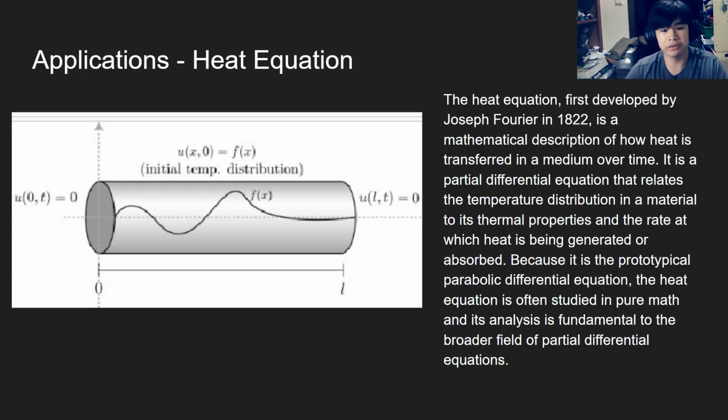The heat equation, first developed by Joseph Fourier in 1822, is a mathematical description of how heat is transferred in a medium over time. It is a partial differential equation that relates the temperature distribution in a material to its thermal properties and the rate at which heat is being generated or absorbed. In the context of the heat equation, the Fourier transform is applied to the temperature distribution to obtain its frequency spectrum. By decomposing the temperature function into its constituent frequency components, we can better understand how the heat is being transferred over the material over time.